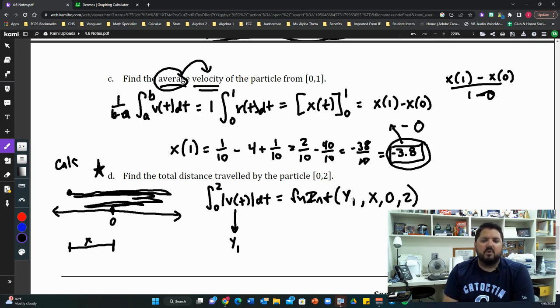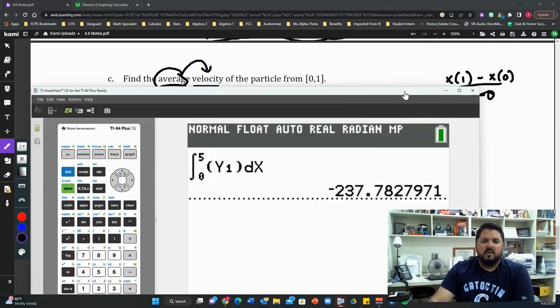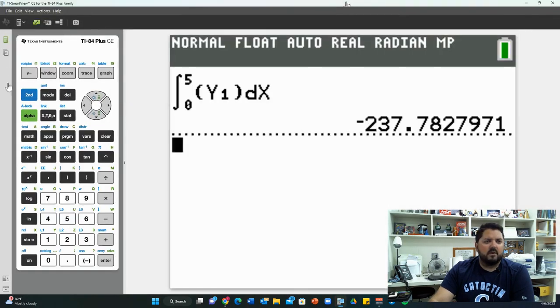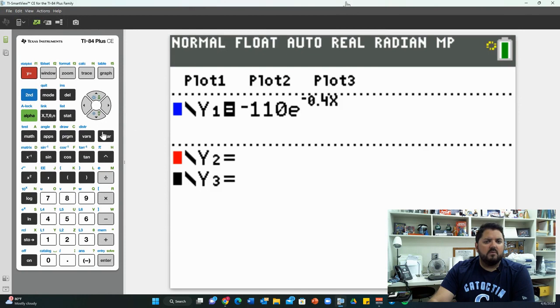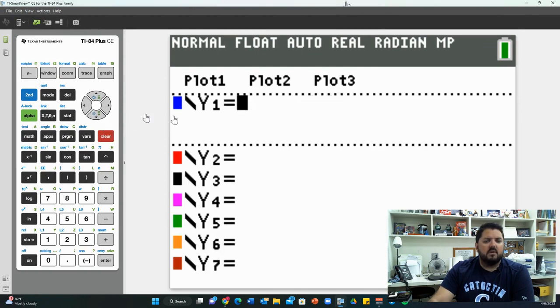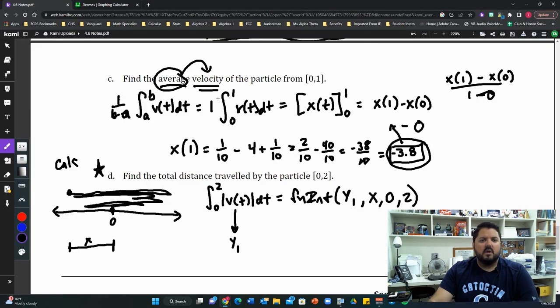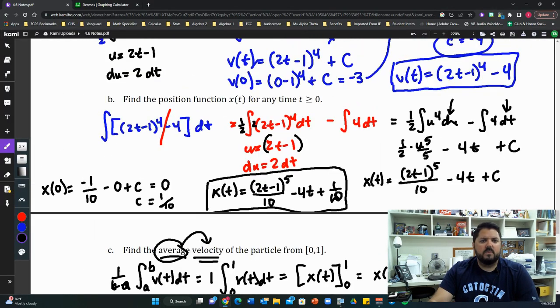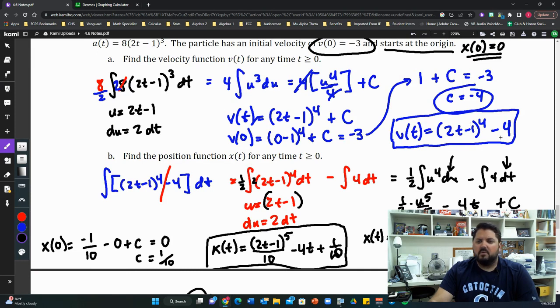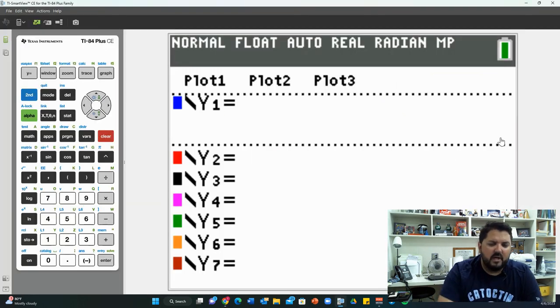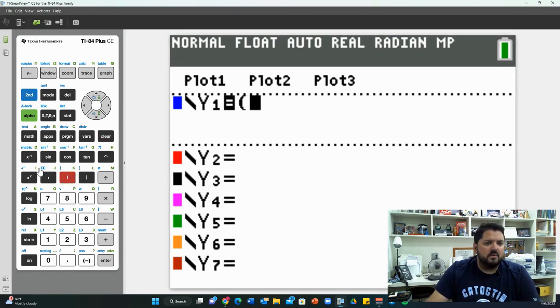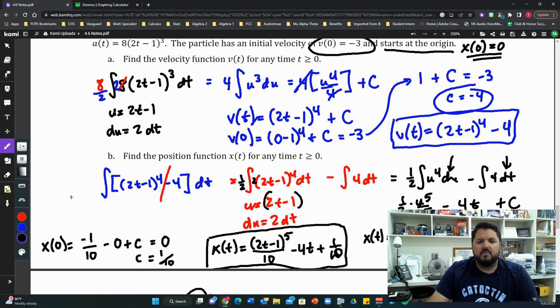Again, you also have the option of just putting the regular velocity equation into y1 and then making the absolute value in y2. So let's try this here real quick. I'm going to go to y equals, let me get rid of what's in here right now. Let's go back to our velocity equation. That would be right here in blue. So I'm going to type that in. Now remember, your calculator does not use t, so we're going to use 2x minus 1 to the 4th power, and then minus 4, just minus 4.